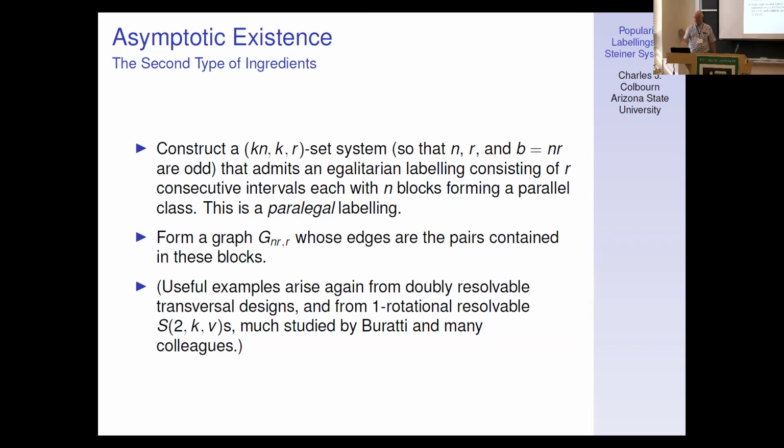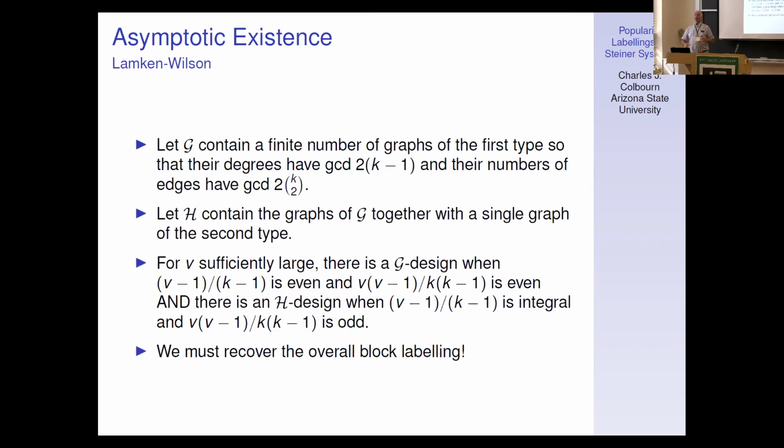So here, you might say, well, how are you going to make these things? Well, for both the split and the paralegal, you can make them from doubly resolvable transversal designs. But here, there's this really rich class of them that come again from this class of one rotational resolvable S2KVs that Barati and his colleagues have studied. Now, some graphs of the first type, one graph, not some, one graph of the second type. I got a collection of graphs.